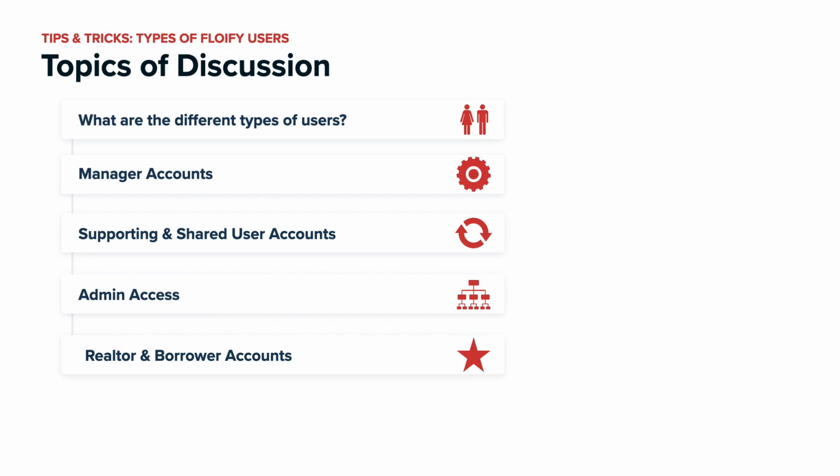So let's do just a quick rundown on the topics we're going to be covering today. First, we'll do a brief introduction about the different types of users that there are in Floify. Then we'll go over all of the ins and outs of what it means to be a manager of a team account. We'll then cover supporting and shared users and the different types of access that they can have. We'll cover the admin access, and this will include both company and organization access. And lastly, we'll briefly touch on realtor and borrower accounts. So let's go ahead and go to the next slide.